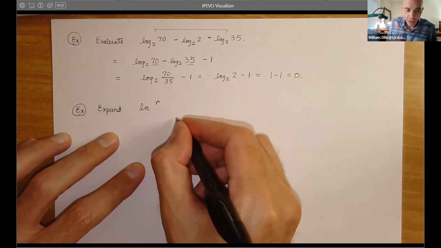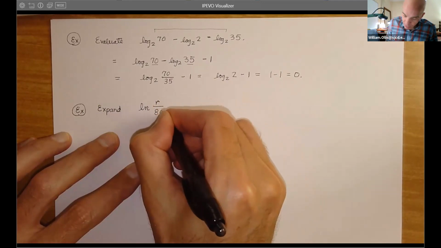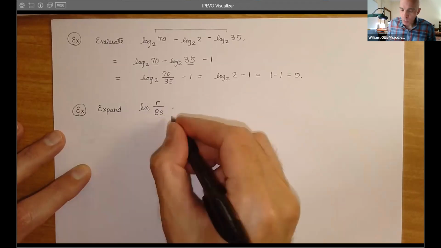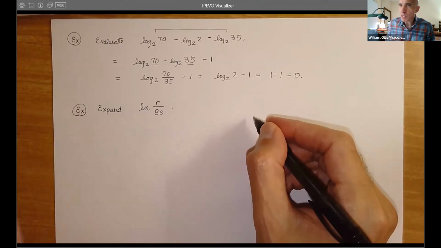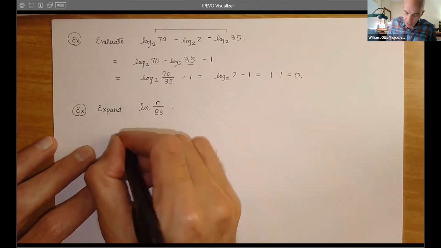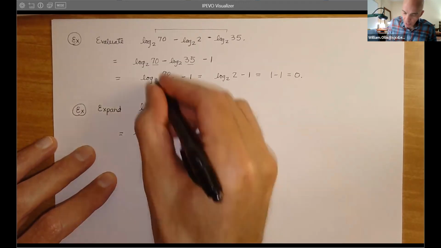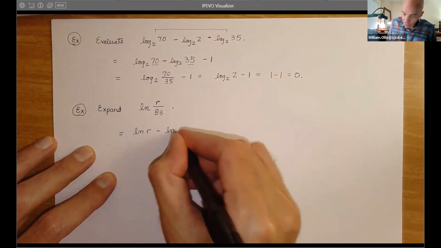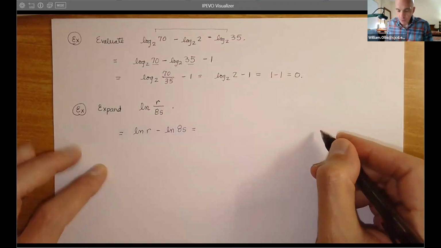So we have the natural log of r divided by 8s. And what we want to do is just expand it. So that means we want to write this as some difference of logarithms where everything has been reduced as much as we can. So in this case, we have the log of a quotient, so we can say the log of a difference. So just like in the last problem, going backwards, log of r minus natural log of 8 times s. And then of course, this is fixed.